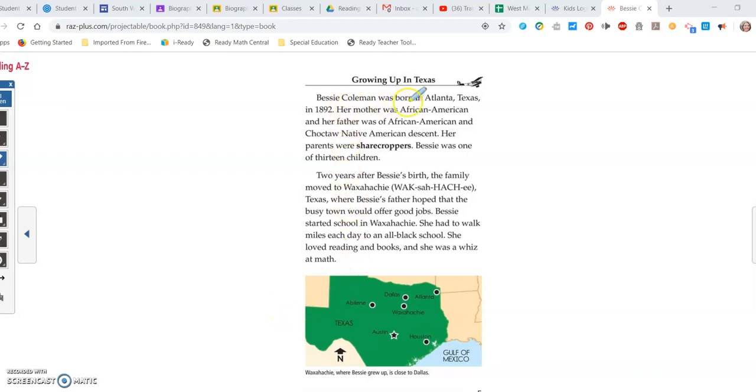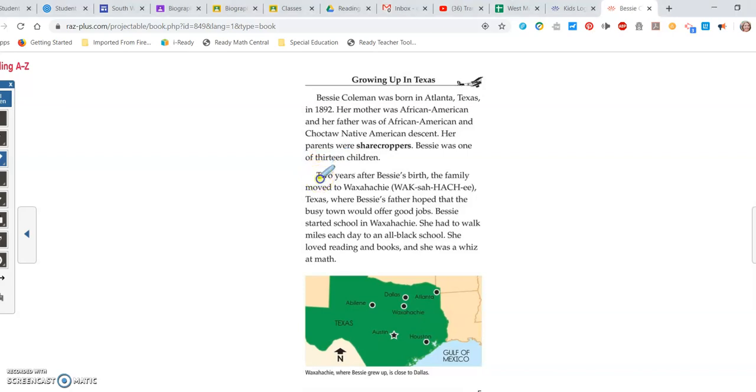Bessie Coleman was born in Atlanta, Texas in 1892. Her mother was African American and her father was of African American and Choctaw Native American descent. Her parents were sharecroppers. Bessie was one of 13 children. Two years after Bessie's birth, the family moved to Waxahachie, Texas, where Bessie's father hoped that a busy town would offer good jobs. I'm going to pause right there.